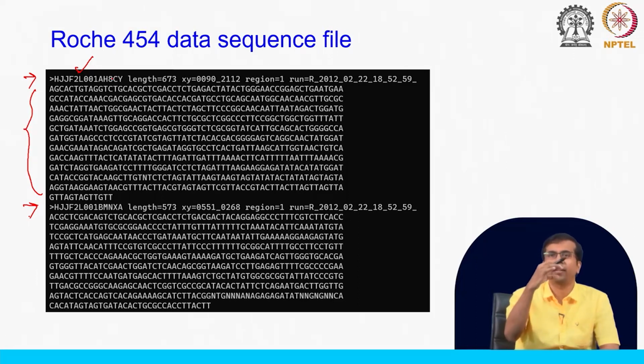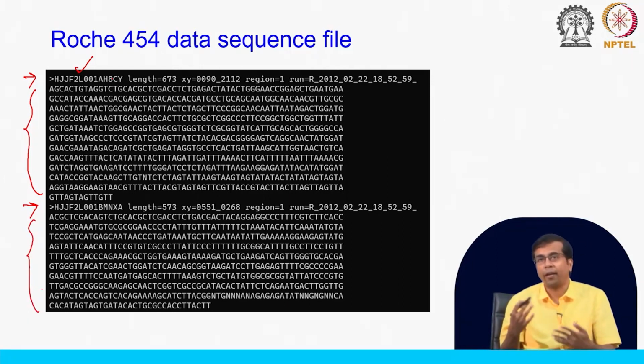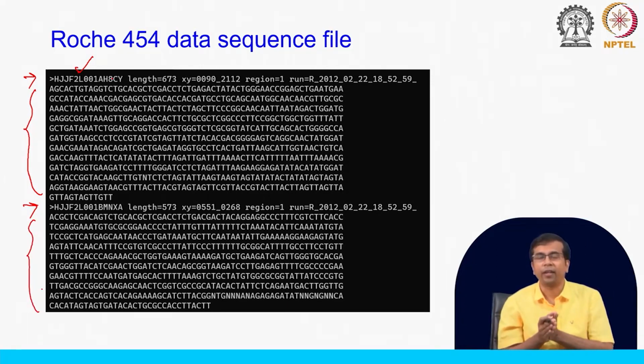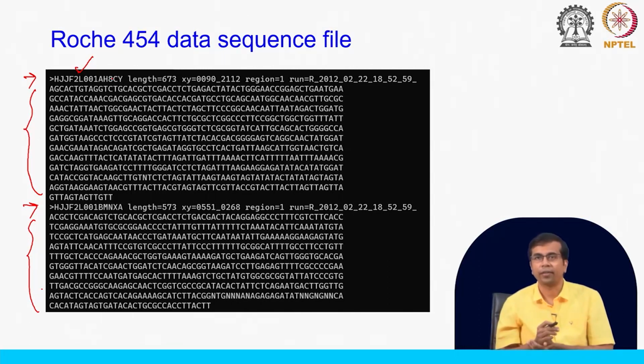You have the first header line, then the sequence, then another header line, the next sequence, and this goes on. If you are getting 100,000 reads from 454, you will have these 100,000 sequences one after another. So this will be quite a big file. You can imagine how much data will be there. So how do you open that file? How do you look at that file without crashing your system? We will talk about that when we discuss the hands-on tutorial.